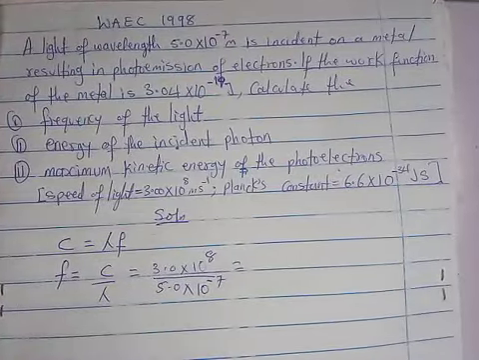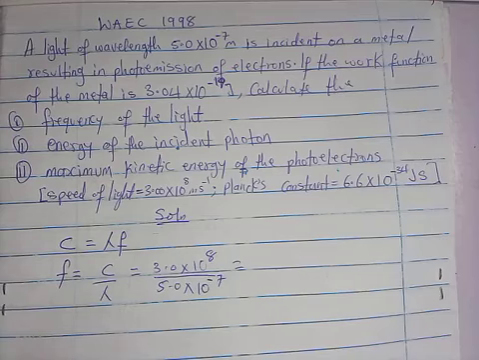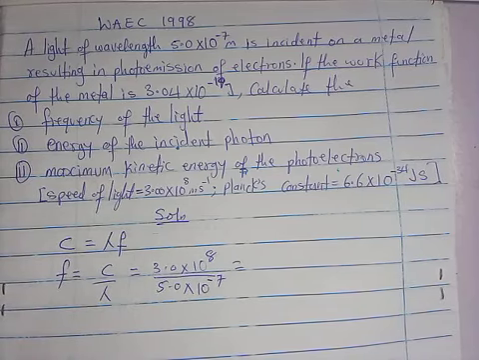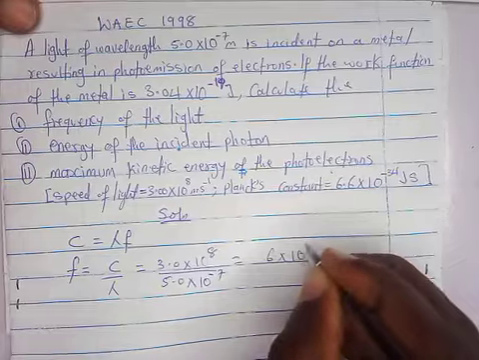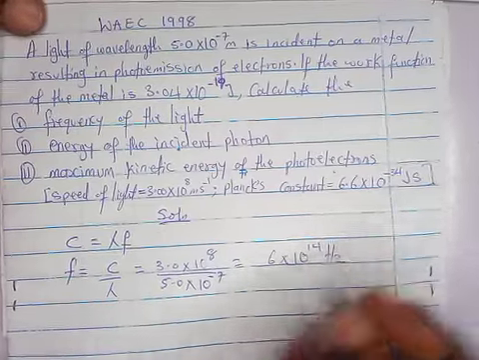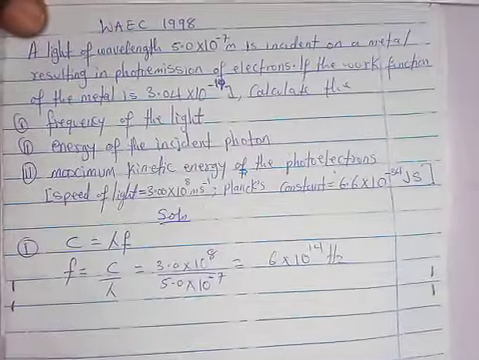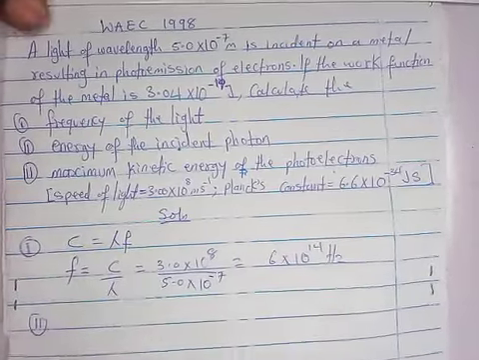So when you compute this, 3 divided by 5 will give you 0.6. Then 10 to the power 15. This is 0.6. Okay. So we are going to have 6 times 10 raised to the power 14 hertz. This is for the first question. So the next question says what?